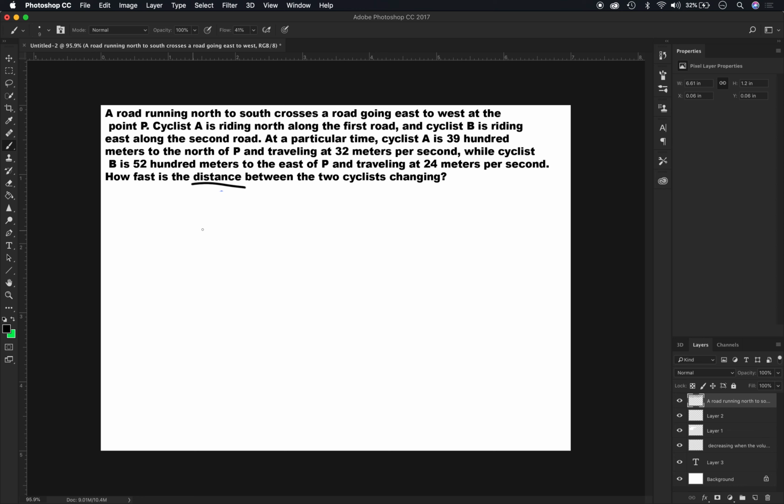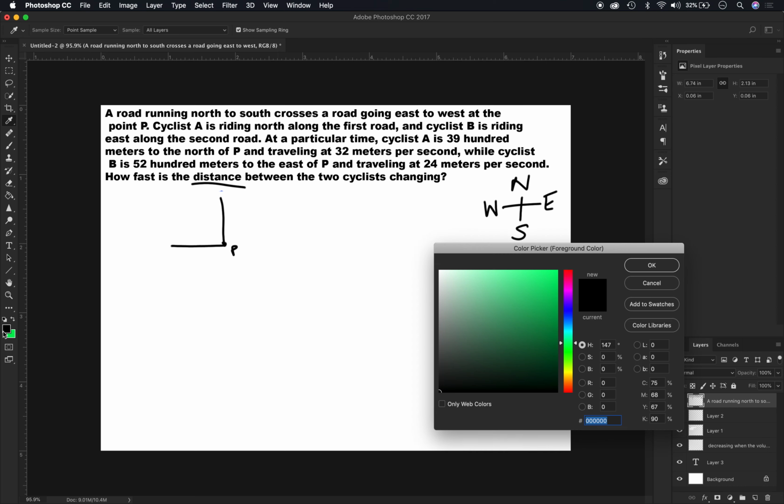We're going to begin. A road running north to south. Already I'm confused. I need a compass. North. Never eat soggy waffles. If you are a 21 Pilots fan, you are welcome to put the east right here. So, a road running north to south. So that's going to be right there. Crosses a road going east to west at point P. So we're going to put point P right here. P. And that's going east to west. Nice. Okay. So we're done for that sentence.